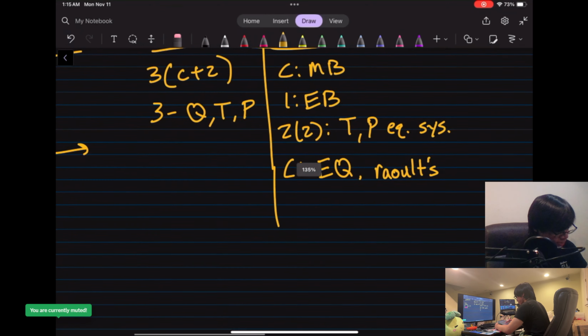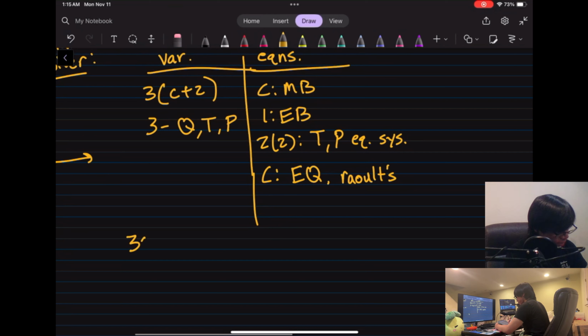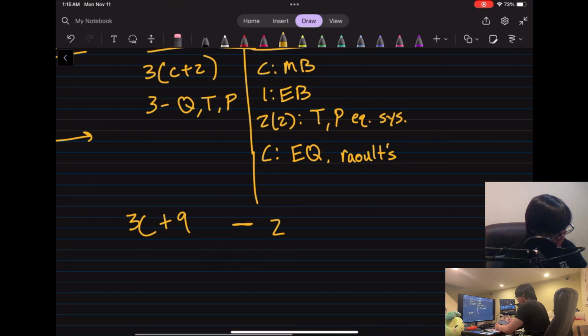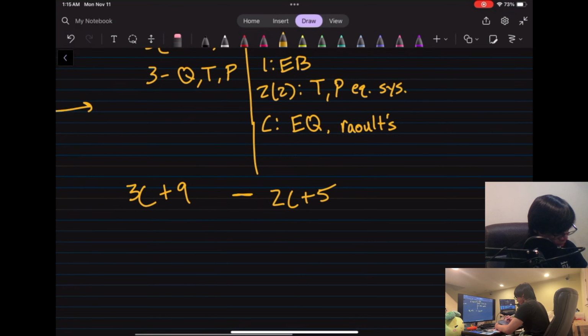So we have 3C plus 2. That becomes 3C plus 2, 2 times 3 is 6, plus 3 is 9. Subtract 2C plus 4 plus 5, or plus 1 gives us 5, so plus 5. And what do you know? It's C plus 4. So I was correct.